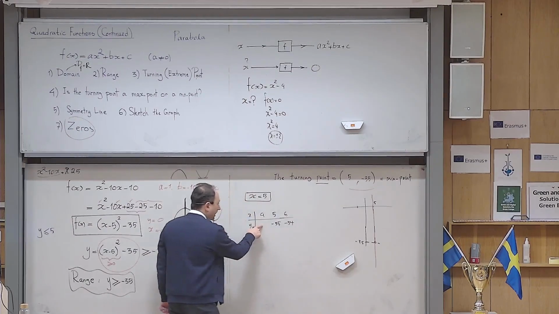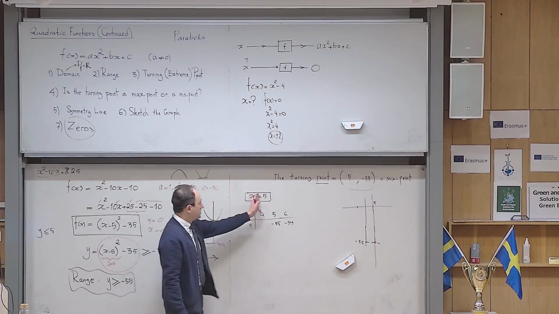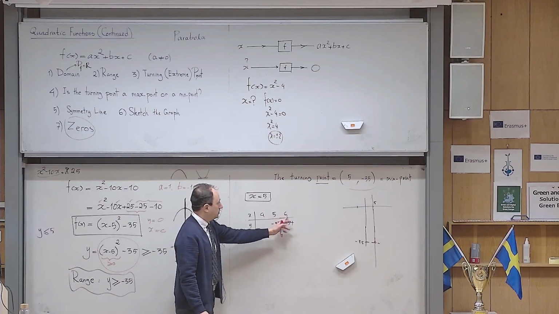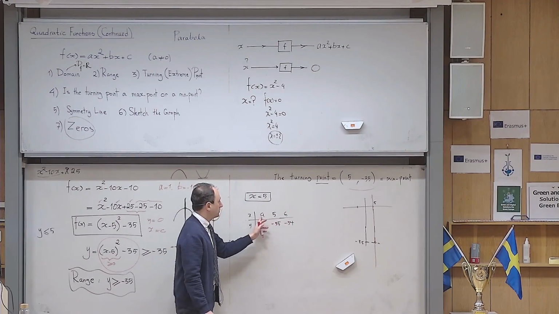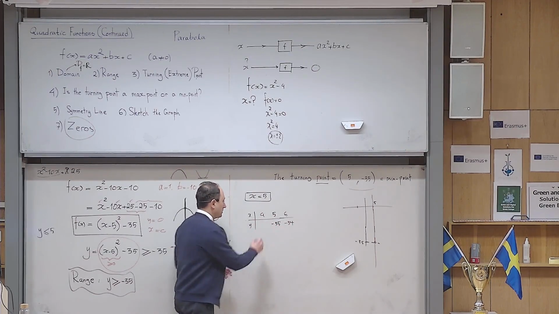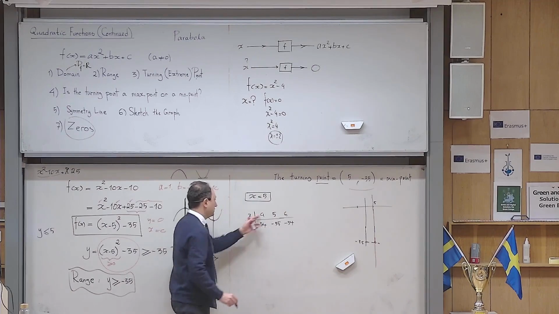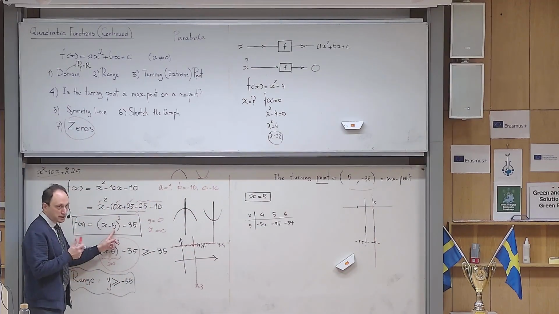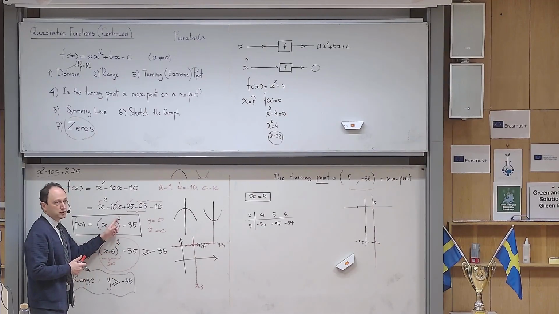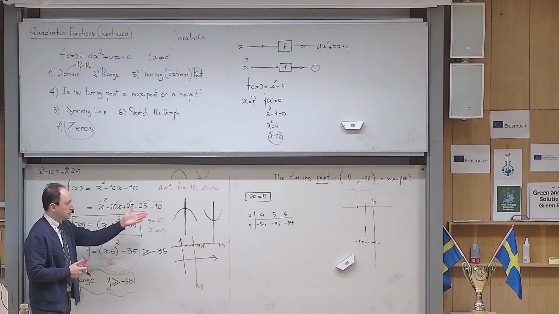You don't need to calculate this, because that is the symmetry line. If I go 1 unit to the right, the answer becomes minus 34. If I go 1 unit to the left, the answer exactly becomes minus 34. If you don't believe it, you can check it. Put 4 here. 4 minus 5 is minus 1. But minus 1 to the power 2 is again 1. 1 minus 35 is again minus 34.